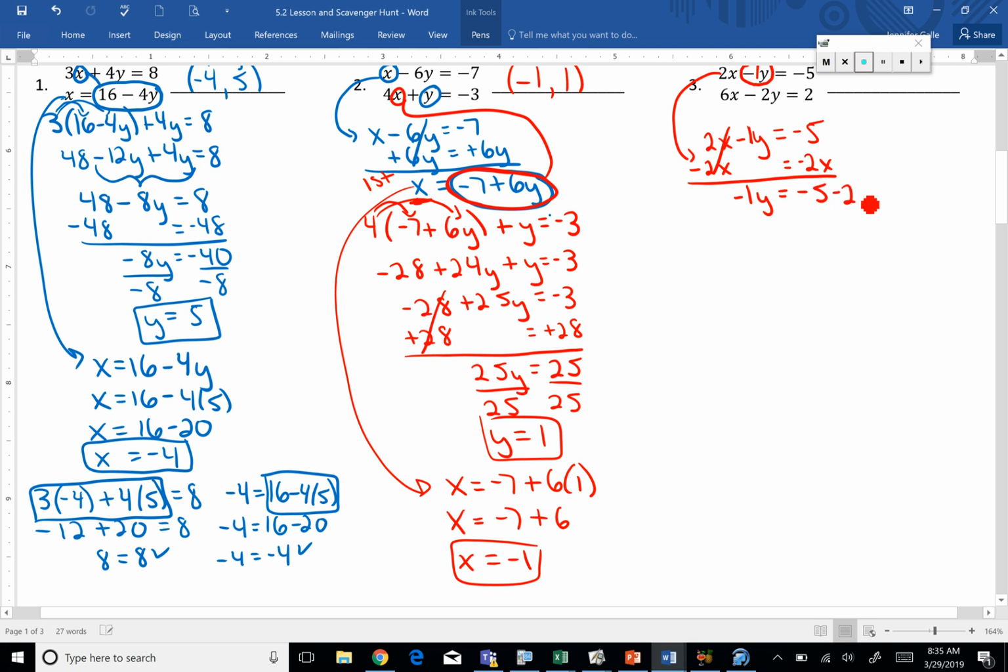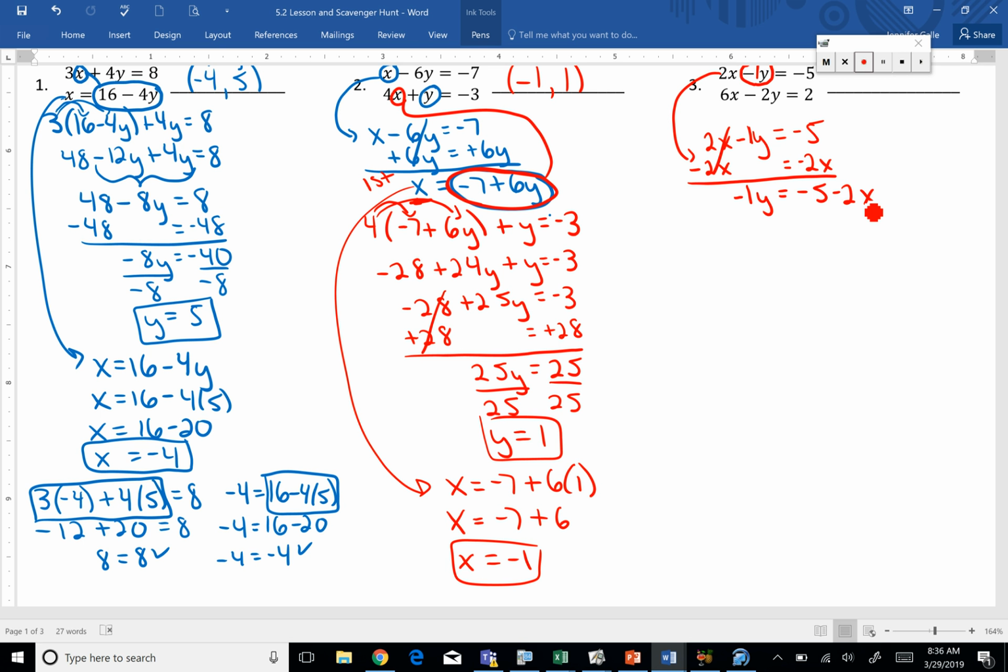Over on the right, again, don't try to get fancy. Don't try to put things in any special order. Leave them as is. It's a -5, it's a -2x. Leave them there. Don't move them. But now, y is still not by itself. I still have a -1 in front of it.